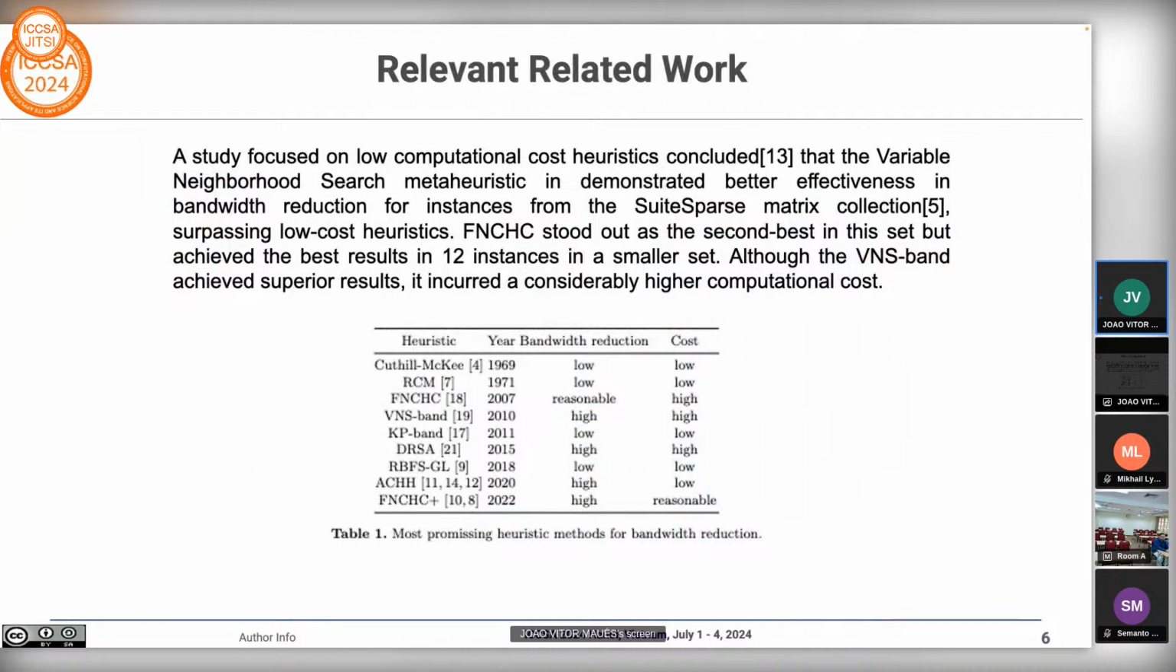So next is the related work. The studies focused on low computational cost heuristics concluded that variable neighborhood search methods demonstrate better effectiveness in bandwidth reduction for instances from the SuiteSparse matrix collection. In the table we can see the most promising heuristic methods for bandwidth reduction in the last decades.